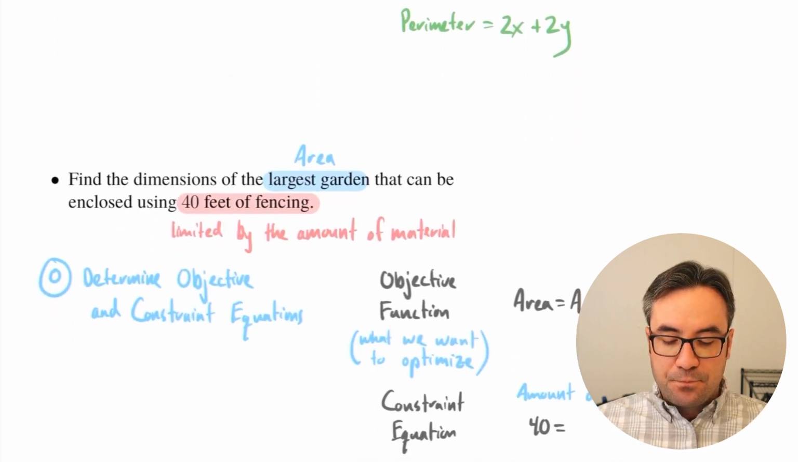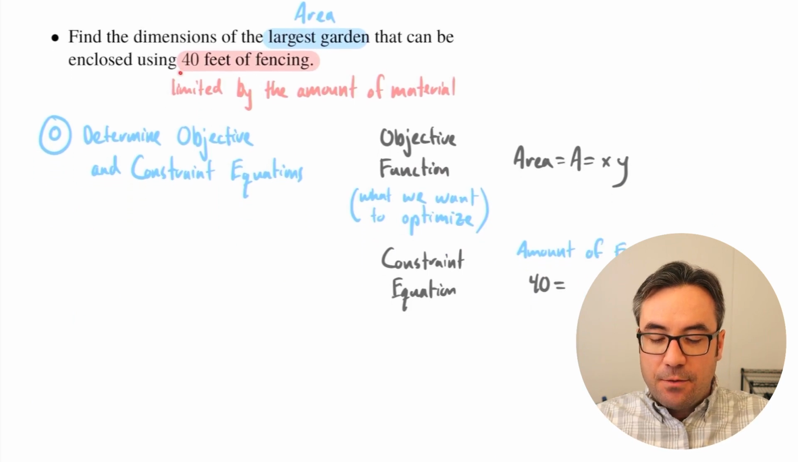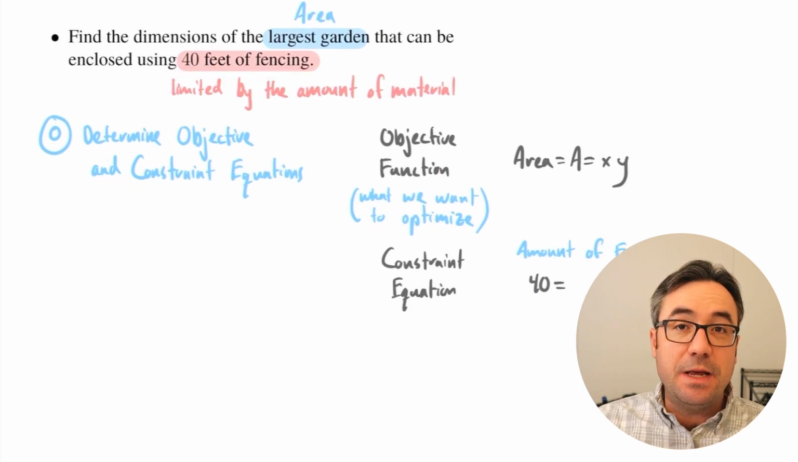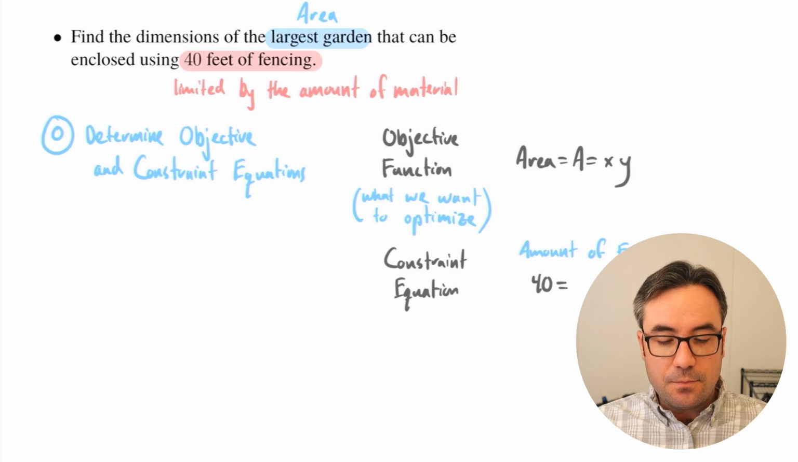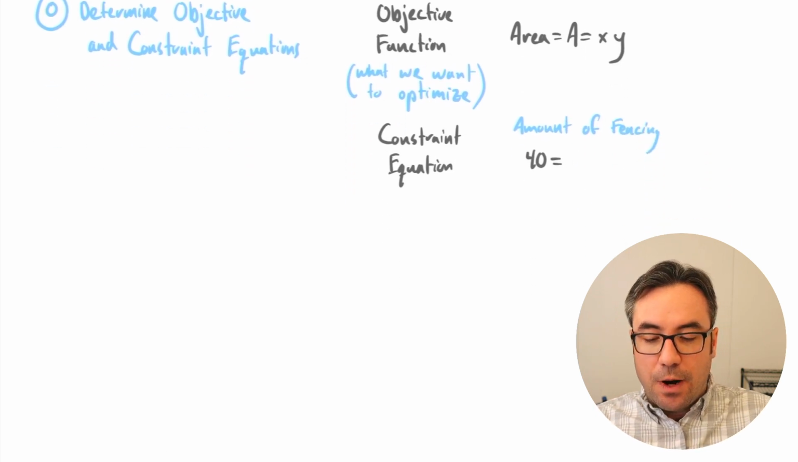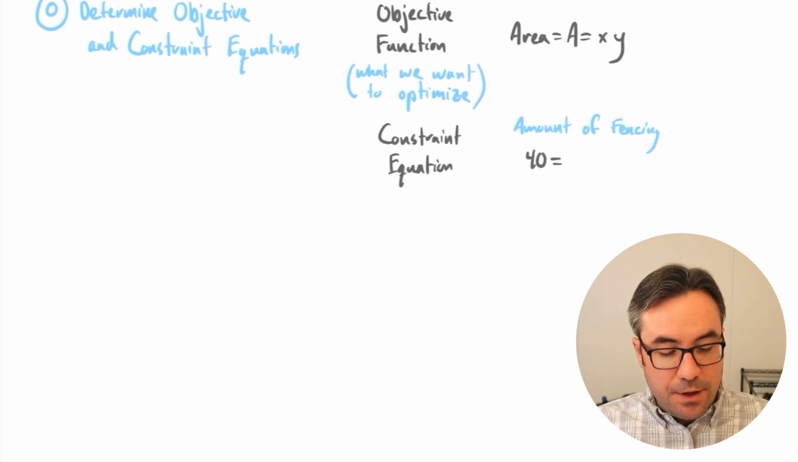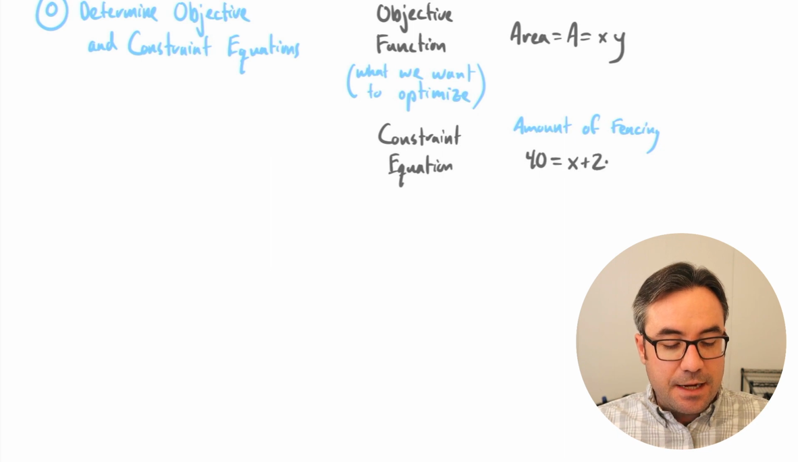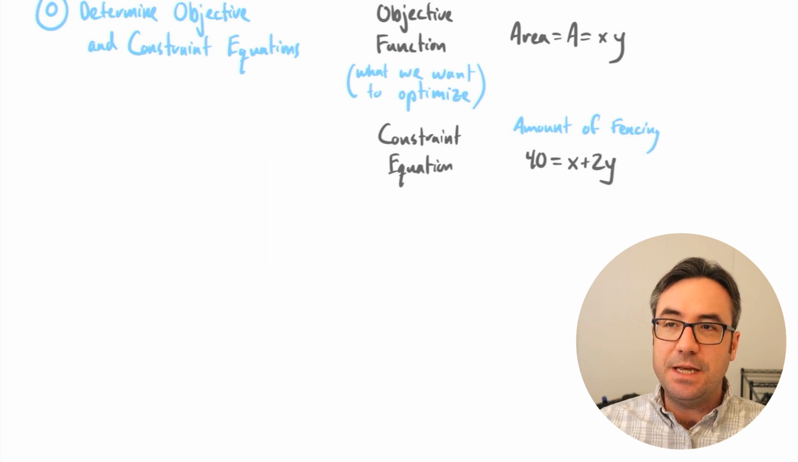All right, so we have our amount of fencing formula here, x plus 2y. And we know, based on the problem here, that that amount of fencing should be equal to 40. So let's throw that down into our problem here. So the amount of fencing is x plus 2y, and that should be equal to 40.